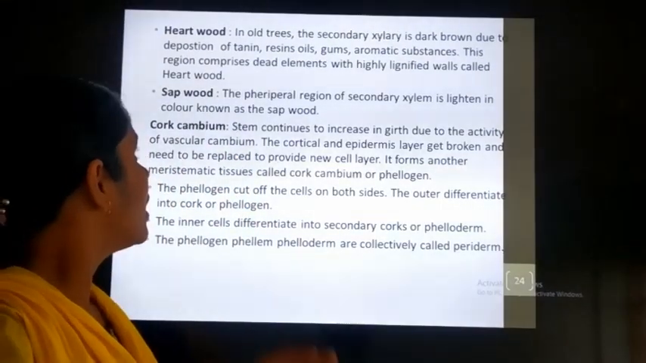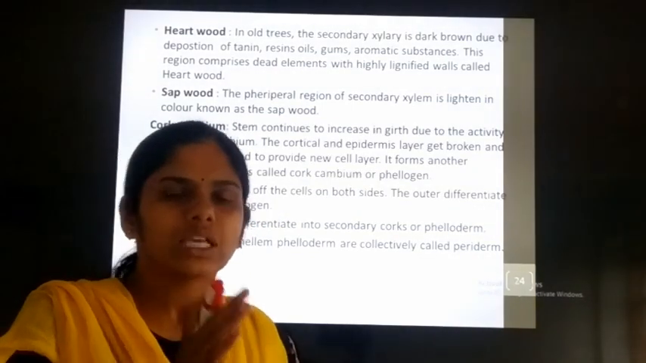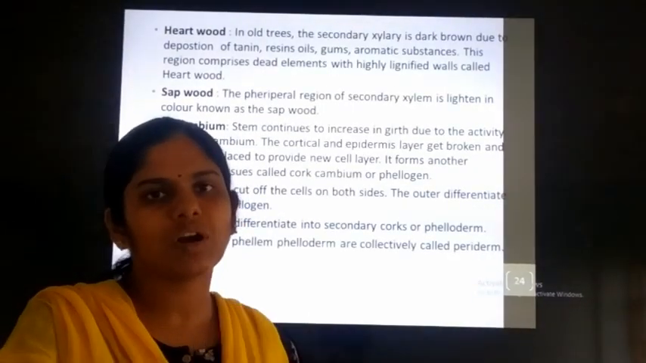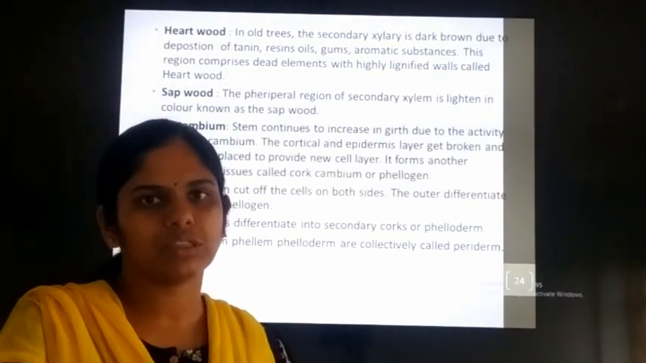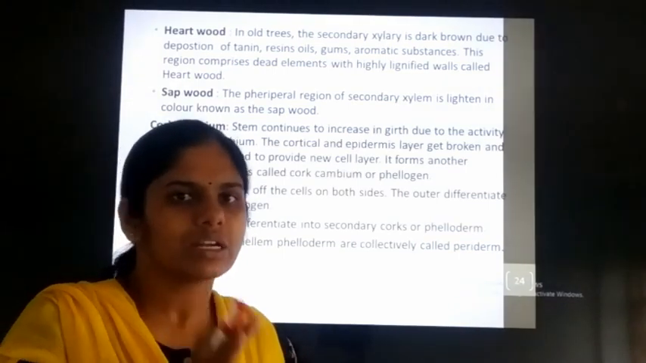Next, we studied in this class hardwood, softwood, spring wood and autumn wood, and the differences between the vertical sections, that is, the VS of a monocot leaf and a dicot leaf.